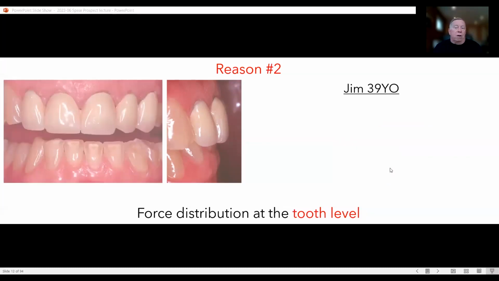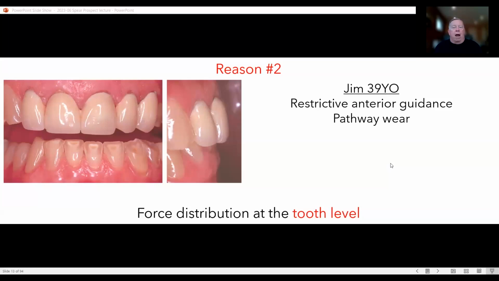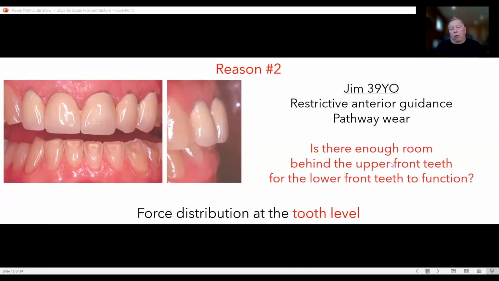I didn't think much of it until he came back in for a cleaning appointment 2 years later, and I about fell out of my chair. When I looked at the lower anteriors, they didn't look like that when the crowns went in. And right away, I started to think I didn't really understand anterior guidance. What I did is I created a restrictive anterior guidance. I created a pathway wear case, as Frank Spear talks about. And the question is, is there enough room behind the upper front teeth for the lower front teeth to be able to function? There wasn't.